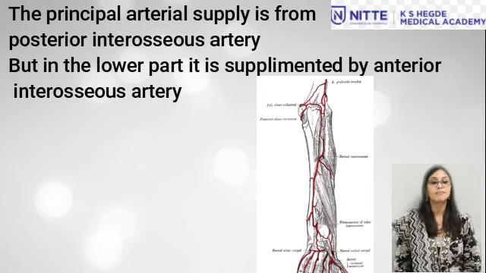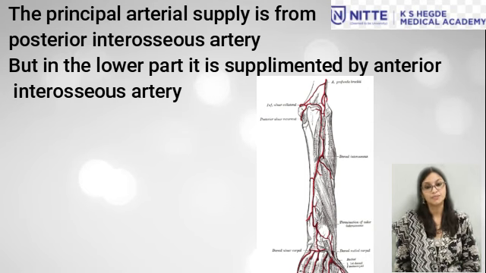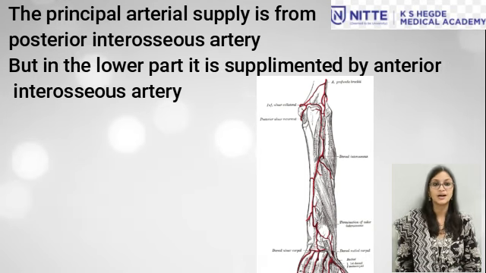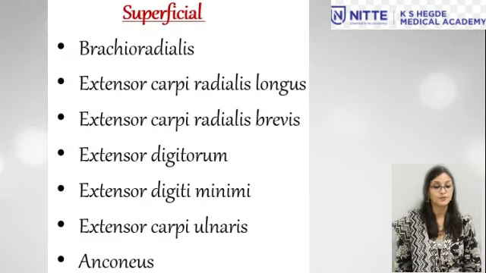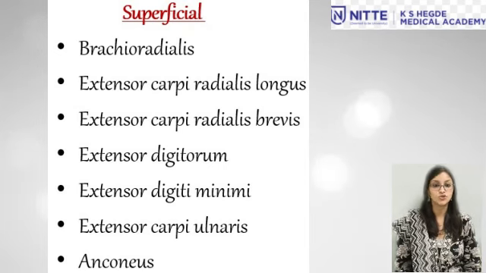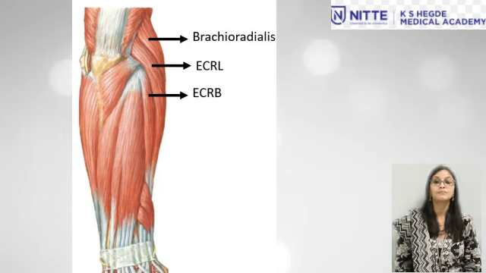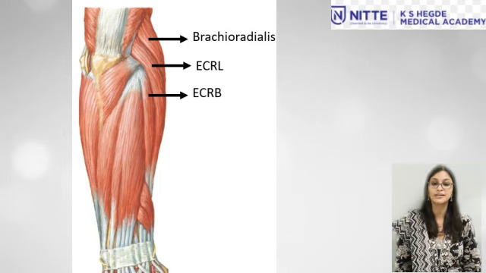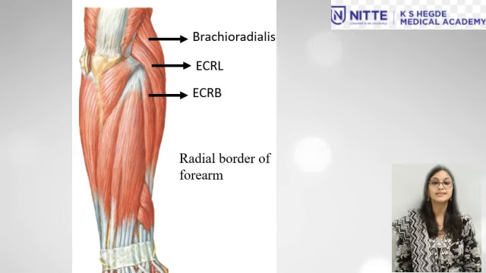The principal arterial supply comes from the posterior interosseous artery, but in the lower part it is supplemented by the anterior interosseous artery. Talking about the superficial group of muscles, the superficial muscles are seven in number, grouped into lateral and posterior groups. The lateral group contains brachioradialis, beneath which there is extensor carpi radialis longus, and beneath that there is extensor carpi radialis brevis. So these three muscles extend along the radial border of the forearm.